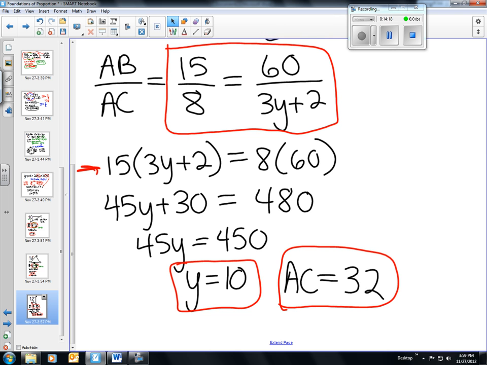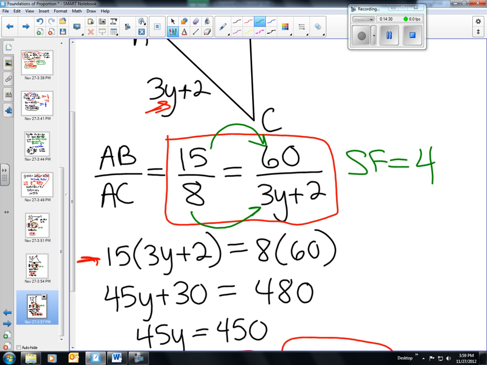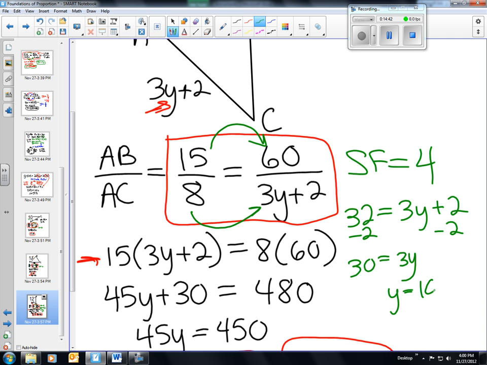Now, if you use the scale factor method, you would say that 15 times some number will give me 60. And in that case, you're going to say scale factor is equal to 4. And then 8 times 4 would be equal to 32. So then 32 would equal 3y plus 2. And you could solve for y by subtracting 2 from both sides. That's going to equal 30 equals 3y. And then again, y is going to equal 10 here. So either way, when you use the scale factor or the cross product, you're going to come up with the right answer.